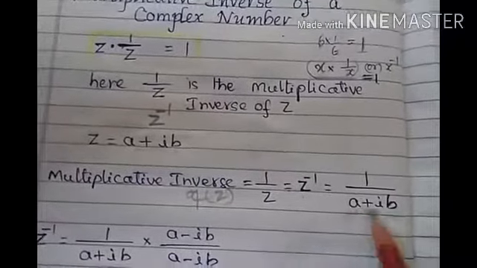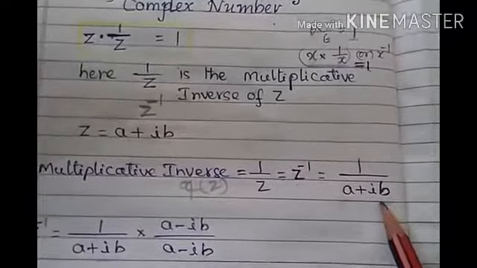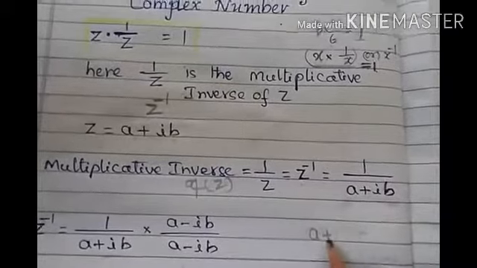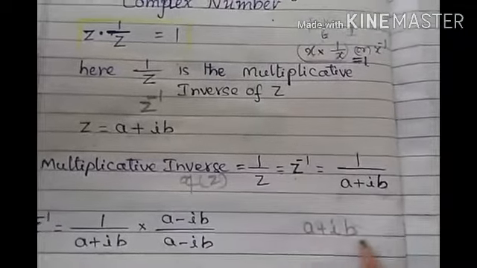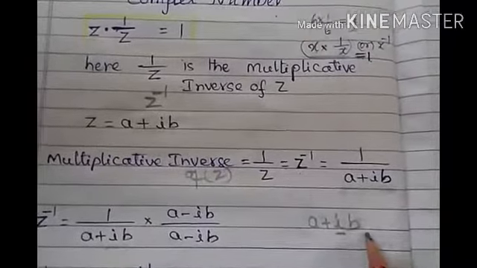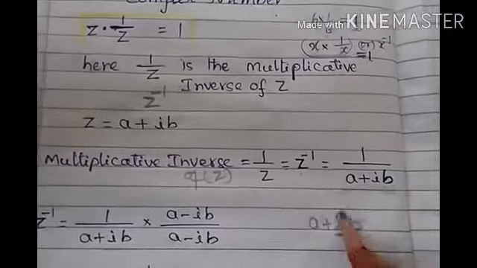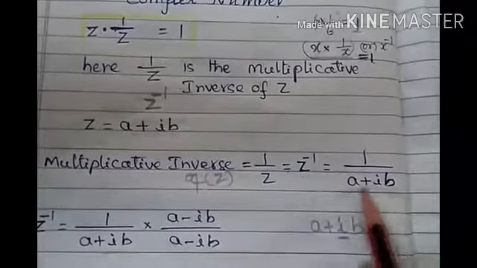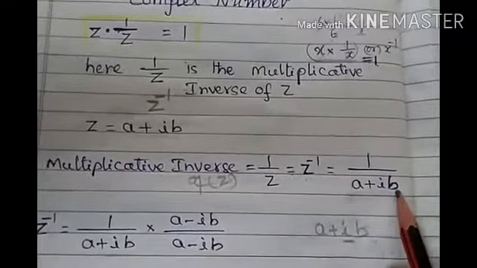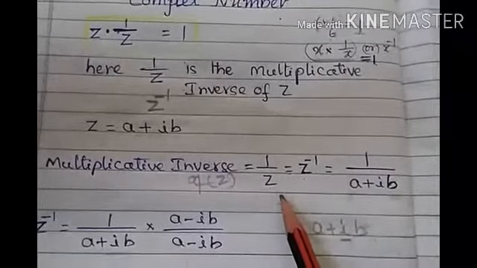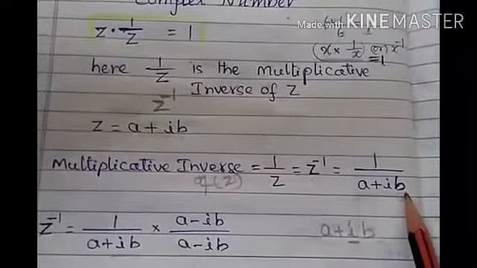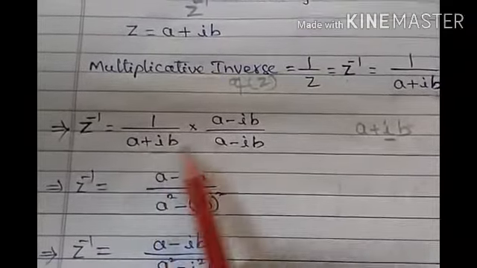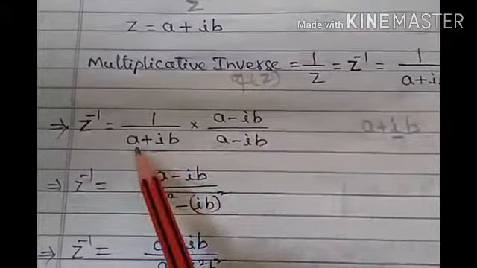1 by a plus ib is not in the form of a complex number. Our standard form of a complex number is a plus ib; in the standard form there is no imaginary part in the denominator, only in the numerator. So to remove the imaginary part in the denominator of the multiplicative inverse, we should rationalize the denominator. To rationalize, we multiply a plus ib with its conjugate.